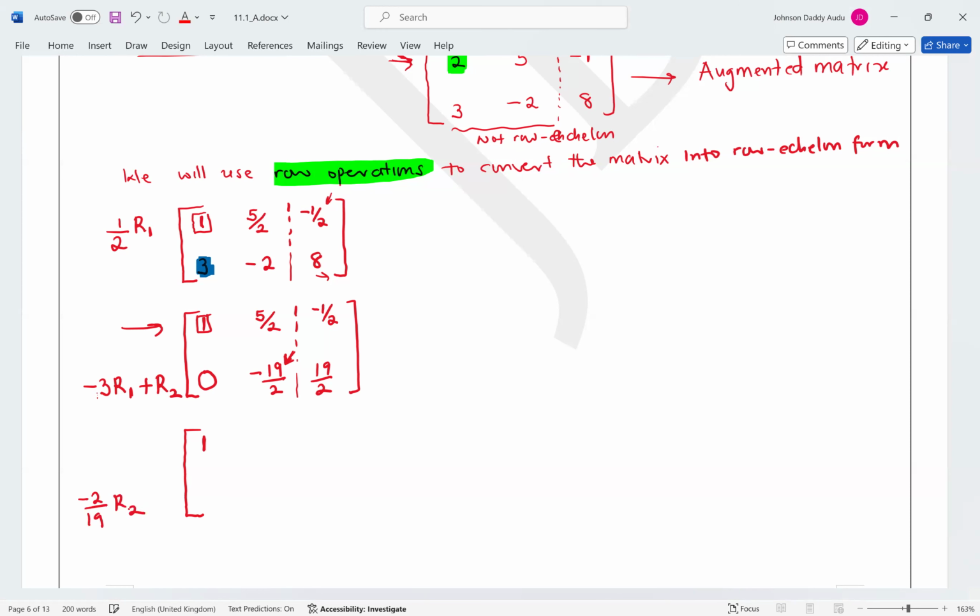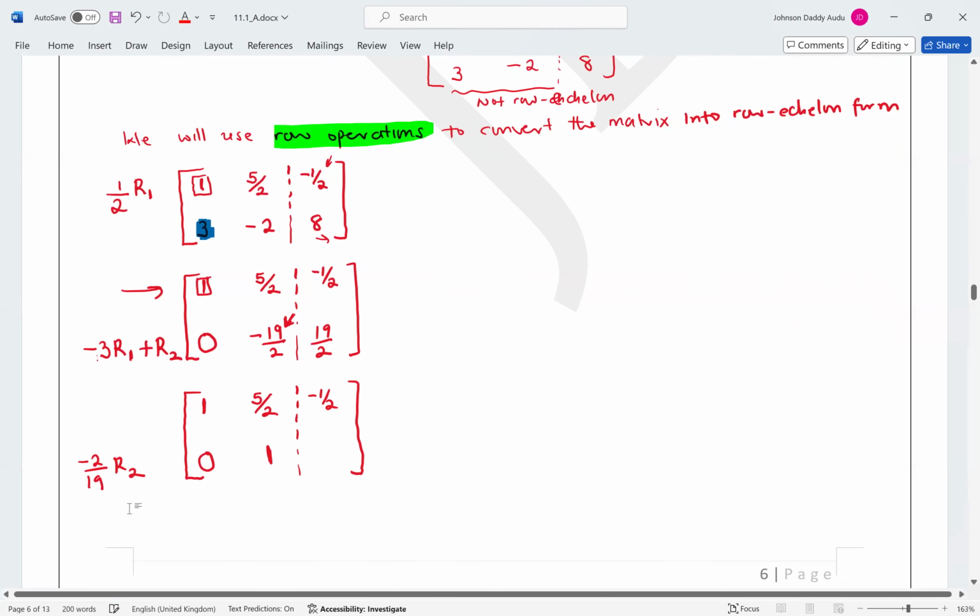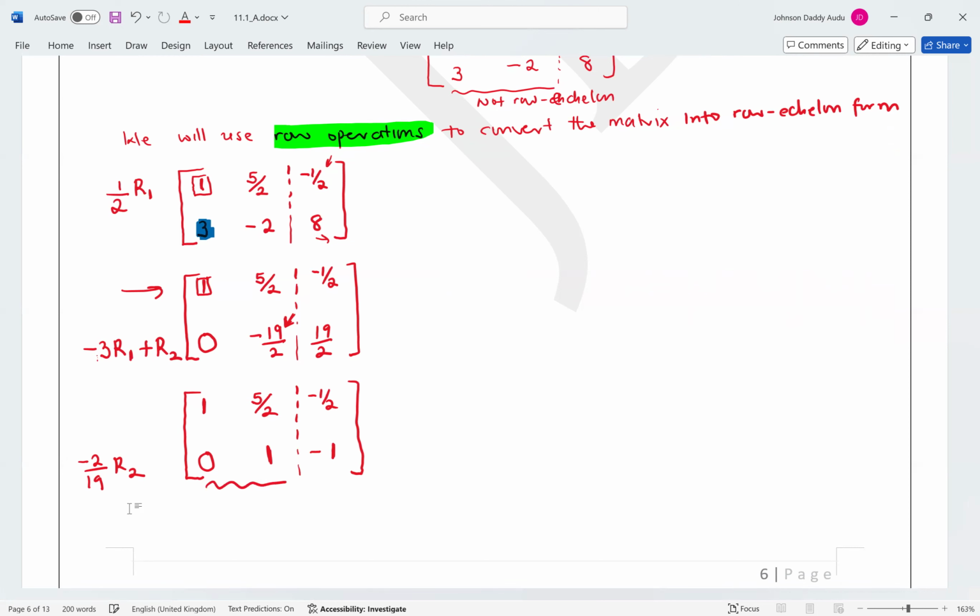In that case, this will still remain as 1. This will remain as 5 over 2, and this will become minus half. Here becomes 0. Here is 1. And here is minus 1. All right. So if you look at this now, this is row echelon form, because this is my pivot or my leading entry. Below it, everything is 0. This is my leading entry. Below it, there is nothing, so it's still fine.